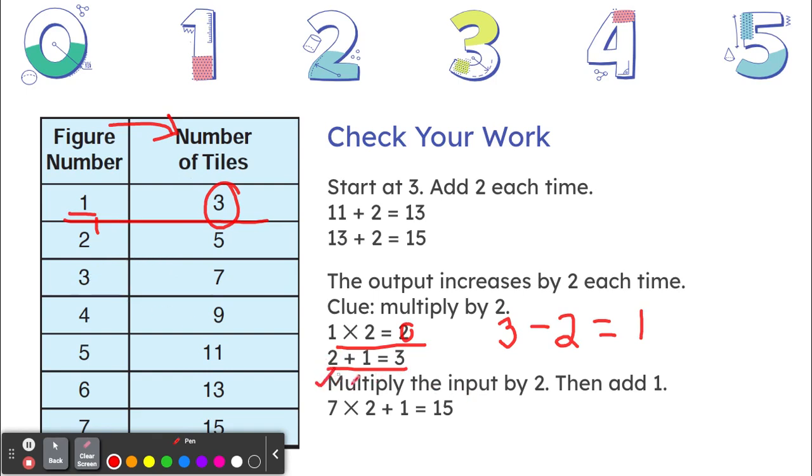We can't just go ahead and say multiply the input by 2, then add 1 is for sure the rule that relates the figure number to the number of tiles. We have to try it on some of the other figure numbers and make sure that it works.